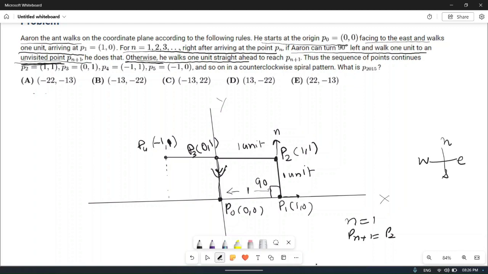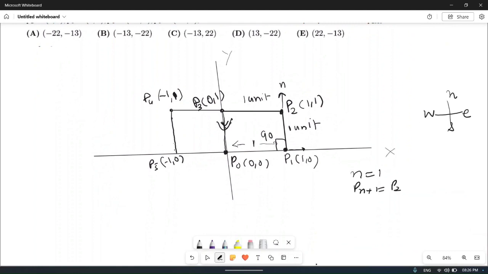Now after this, again it takes a left turn and reaches P5, which is (-1, 0). Again, if it takes a 90 degree turn, it will reach P0, which is a visited point. So Aaron doesn't want to visit the same point. So it will go to the otherwise condition and take 1 unit ahead and reach P6, which is (-1, -1).